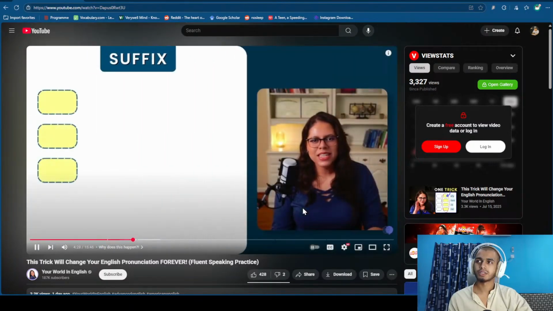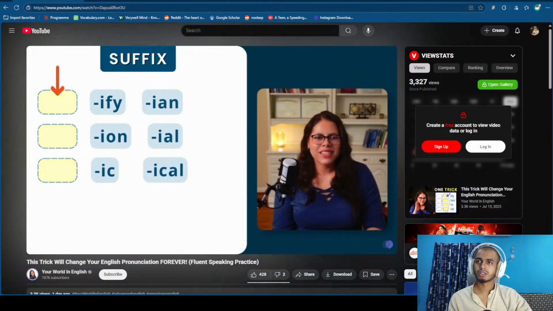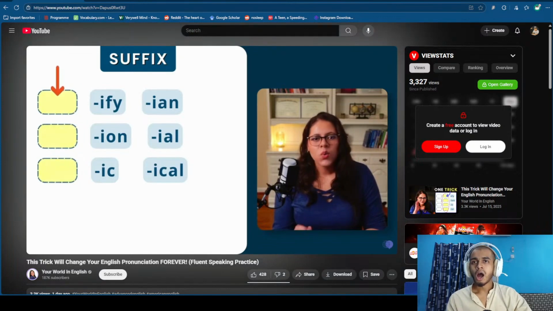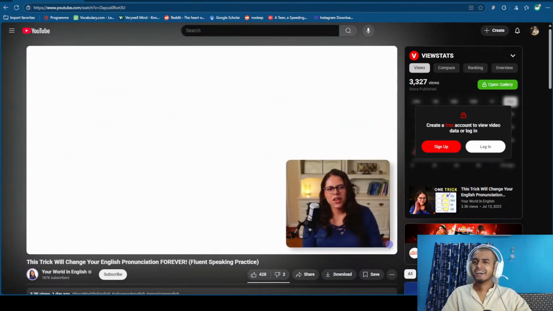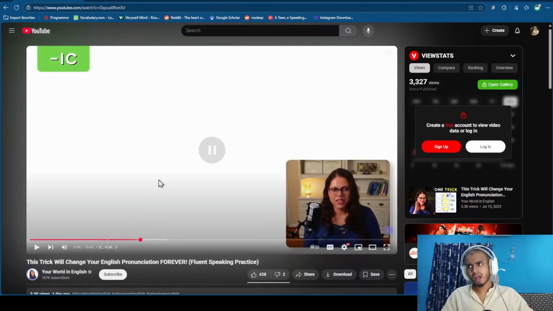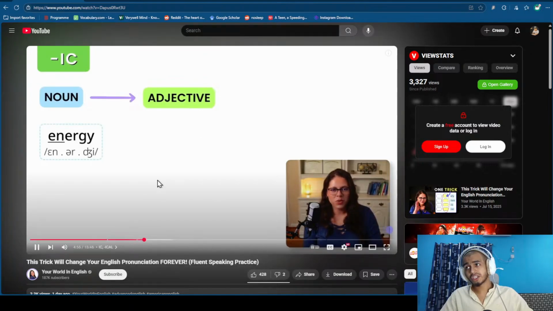So anytime you see these suffixes, which we'll practice today, you will always know exactly how to pronounce that word with the correct word stress. Let's continue with some more examples of the IC suffix. Anytime you see a word like this, like Germanic, Islamic, you know that it's an adjective that was formed from a noun. For example, if someone has a lot of energy, he or she is energetic.